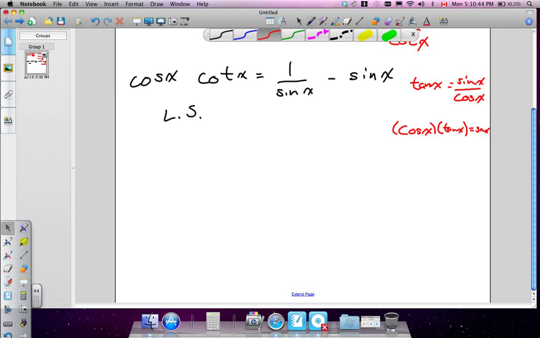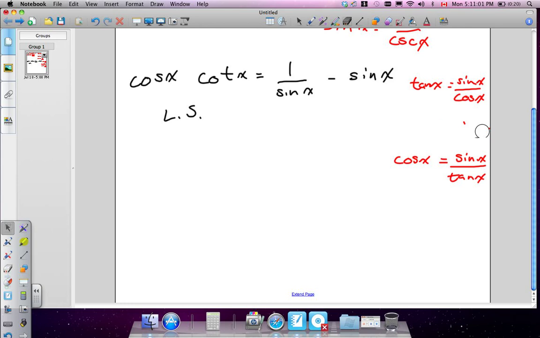And finally, I need to set it equal to cos x, because I want one that says that. I just got to bring the tan x to the other side. I'd have to divide by it. So I'd end up with cos x is equal to sine x divided by tangent x. I'm just going to clarify this one here, though, because I know it's kind of squished. This one says sine x is equal to tangent x times cos x.